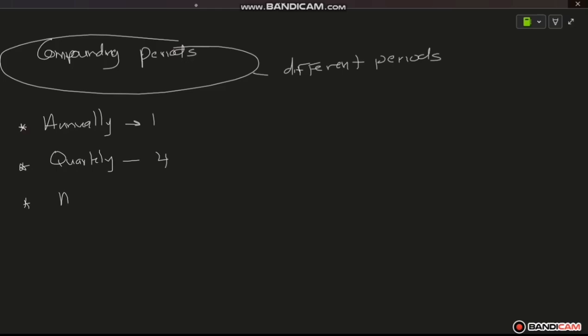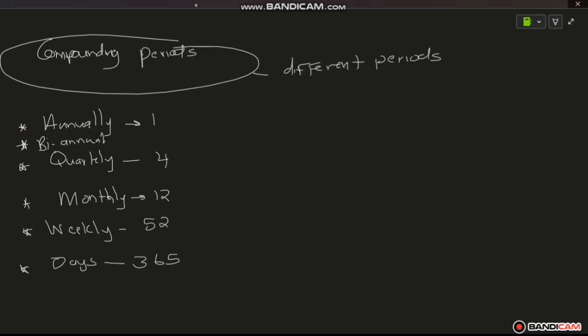Then we have monthly. How many months do we have in a year? 12. Then weekly, how many weeks do we have in a year? Around 52. Then days, how many days do we have in a year? You probably know this, 365. Yes. And I forgot the semi-annually or the biannually. So it's very important for you to know these, and that they affect the interest rates as well as the time period.